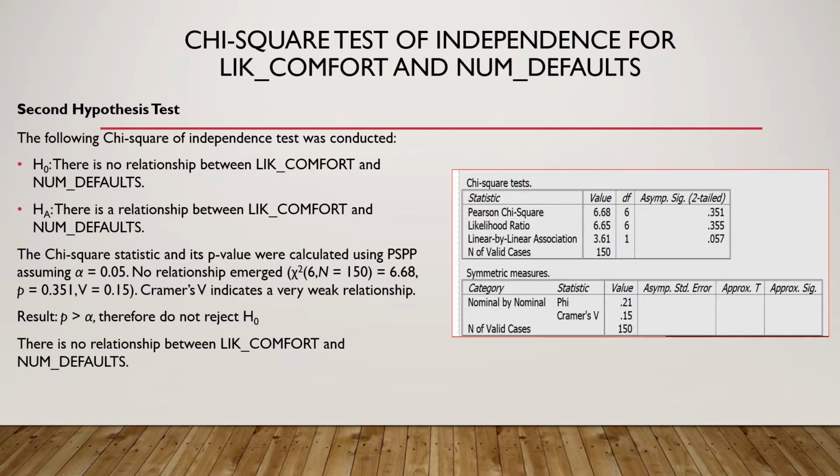In this case, once again, there was no relationship. The p-value was 0.351, which is greater than the alpha, which is 0.05. Therefore, we do not reject the null hypothesis. The V-value was 0.15. Again, this indicates a very weak relationship. The conclusion is that there is no relationship between likeComfort and numDefaults.